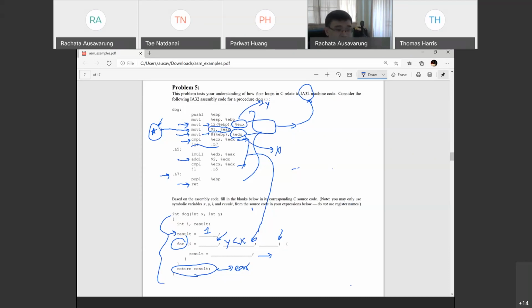Oh, that's a multiply. IMUL is a multiply. So this is y plus equal to. What is the initial condition? Okay, let's do the multiply first. Multiply is actually easy. So you multiply these two numbers. EAX is the result. EDX is what?